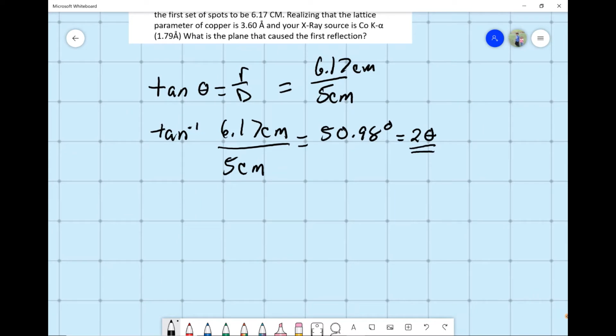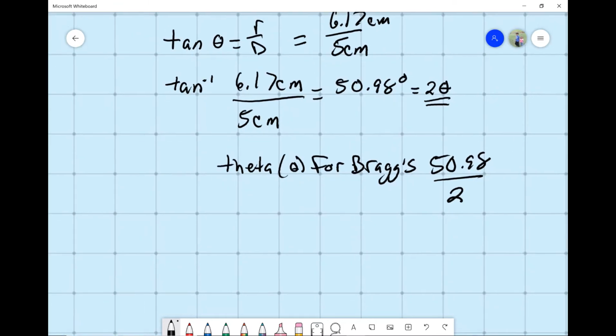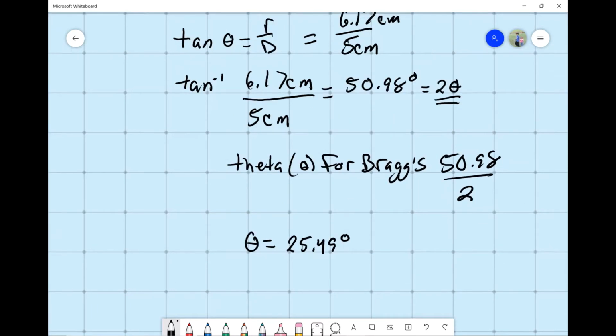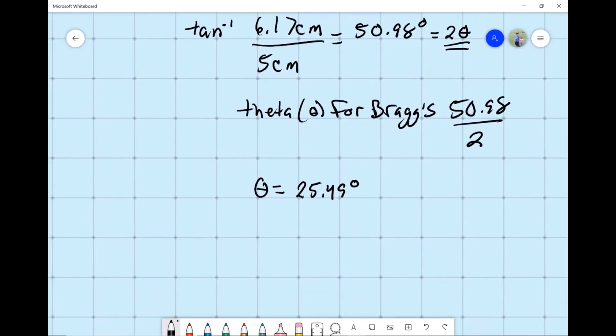So theta for Bragg's law is 50.98 divided by 2. So the theta for Bragg's law is 25.49 degrees. And so now we know theta.